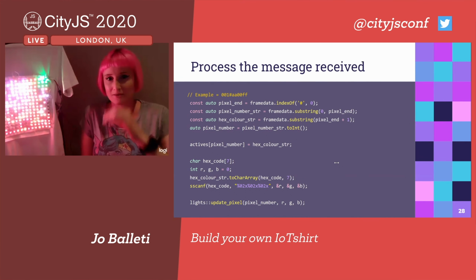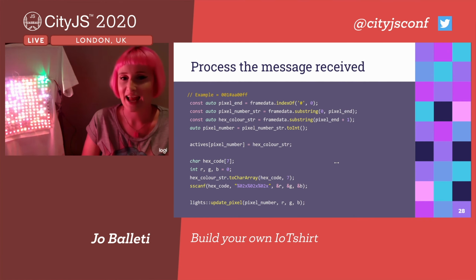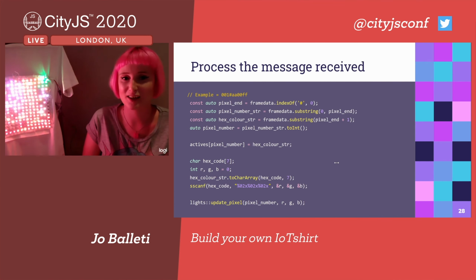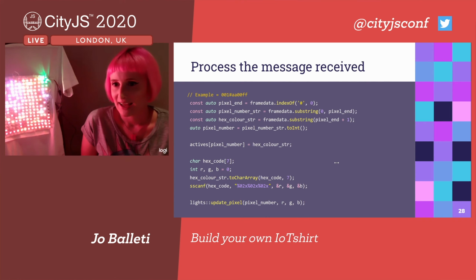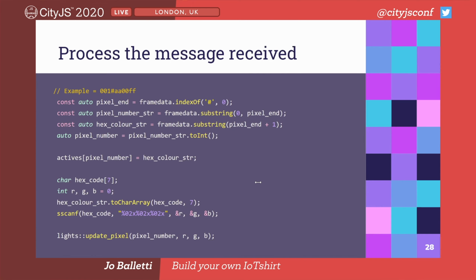And so what we do is we split it at the hash character into two separate strings. We then convert the hex value of the color into RGB, and then we send the pixel number and the RGB value to the lights to update. And the eagle-eyed amongst you might have spotted a slight problem in the way that I wired the lights up.